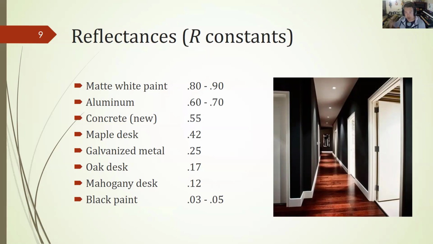If you can imagine, if I had black painted walls in this room, it would have a much deeper, darker look to it, and I'd have the exact same light source, right? So it does matter, the reflectance of the space in addition to the light source. So yes, white paint, very reflective. Aluminum, it's shiny, it reflects quite a bit. Going all the way down to black paint, it absorbs most of the light.